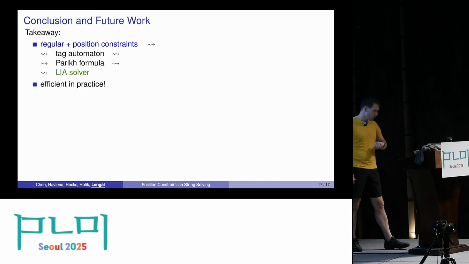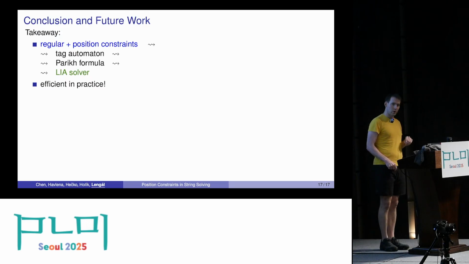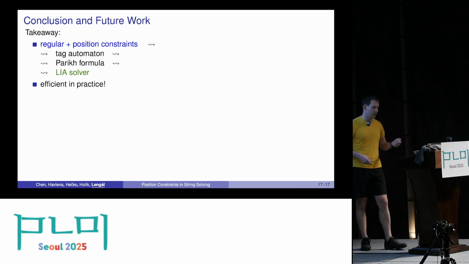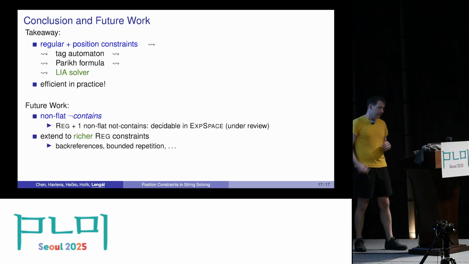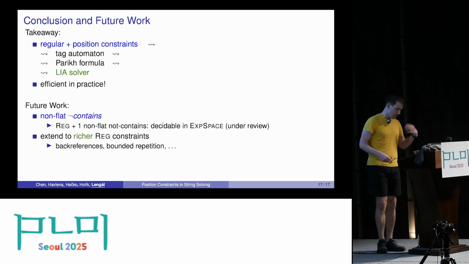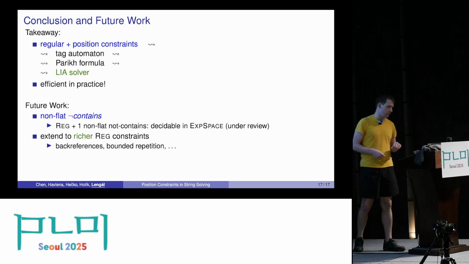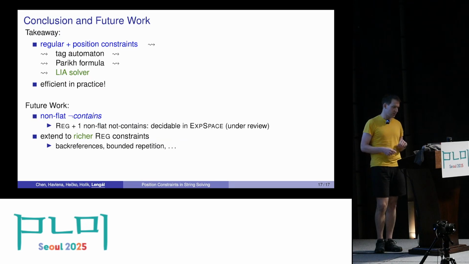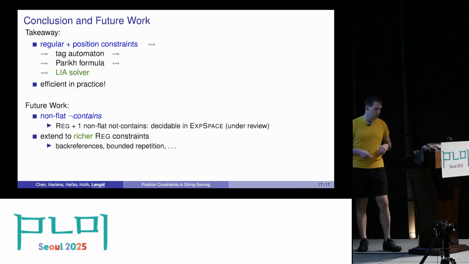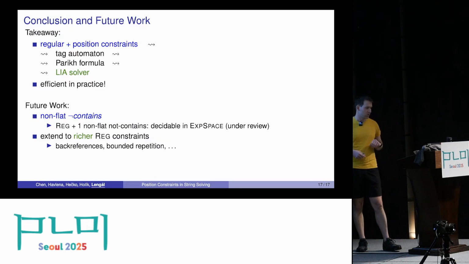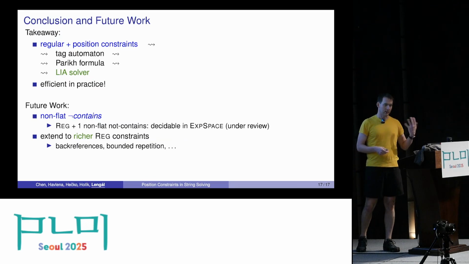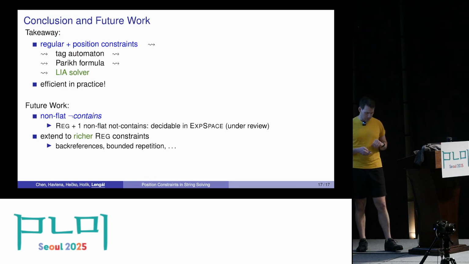Okay, so to conclude, I was showing this way how to deal with regular constraints by translation into tag automaton and linear integer arithmetic solver. It is efficient in practice, so that's nice. And in future, we want to solve the not contains, which is non-flat. We have some result now, which is under review, for one not contains, and we want to go for some richer regular constraints that can have some back references or bounded repetition.